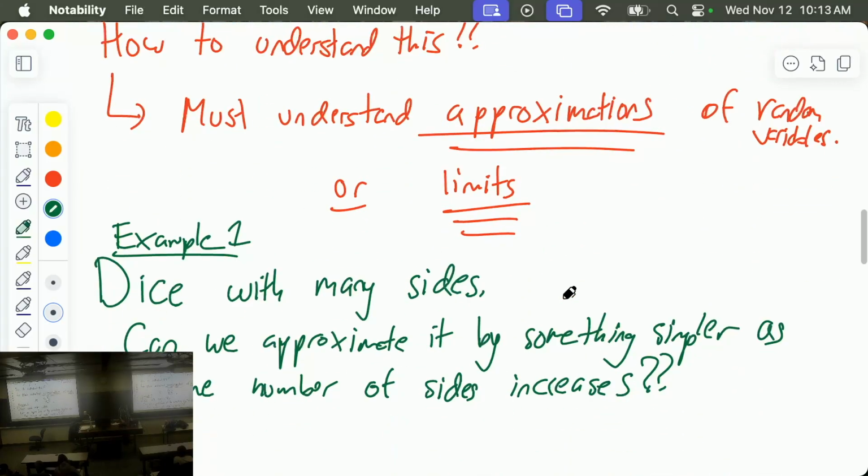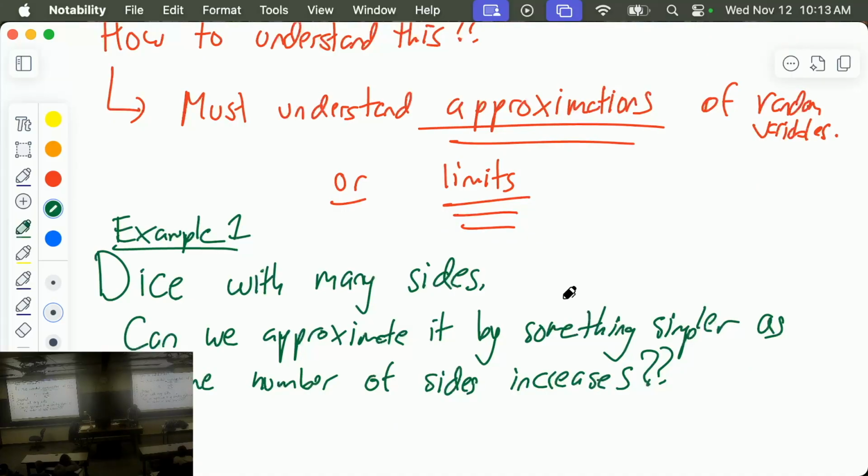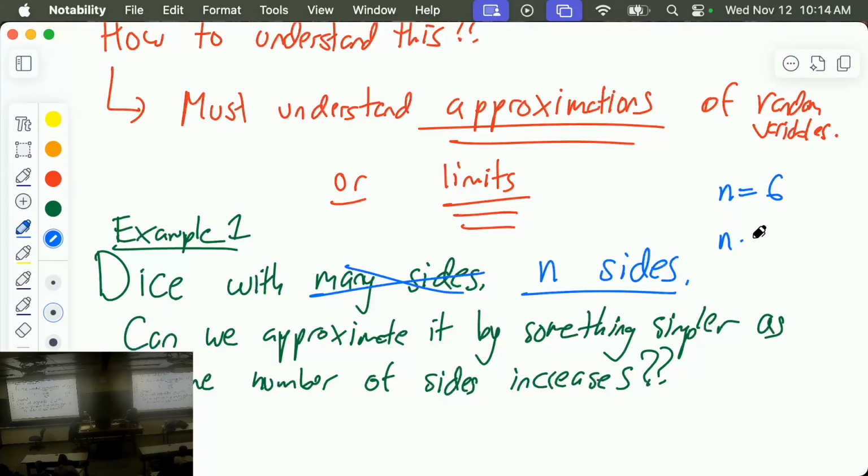And we're going to start with a dice with n sides. Many sides. Let's make it precise. A dice with n sides, where n is some number. You're probably used to n equals 6. If you're quite fancy, you might also have a 20-sided dice at home, n equals 20. And we're going to see what happens as n gets bigger and bigger.